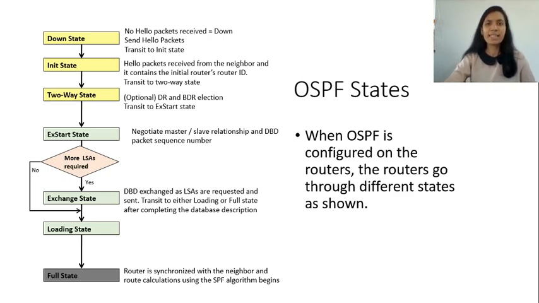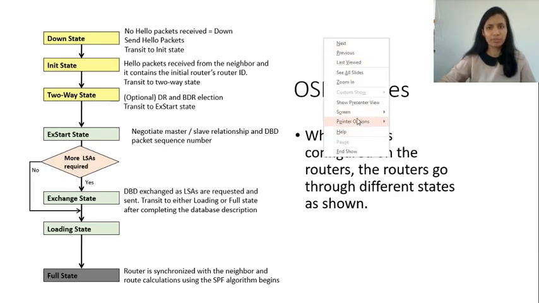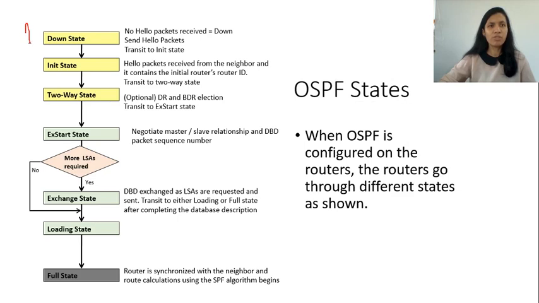Let us move on to understanding the various OSPF states. Whenever you configure OSPF, the routers are going to go through different states. Initially, all of the routers would be in the down state. So this is the first step of all of the routers. When OSPF is configured, the routers would start by sending a hello packet to the directly connected neighbors. Once the router sends a hello packet to its neighbor, it will transition to the init state.